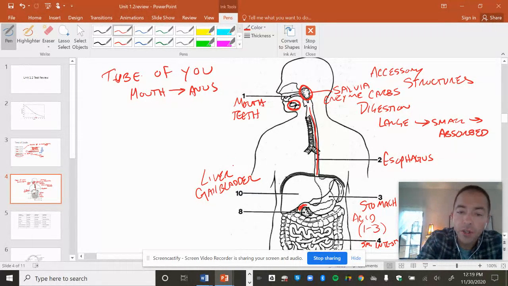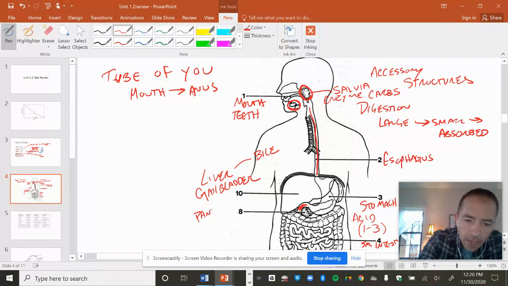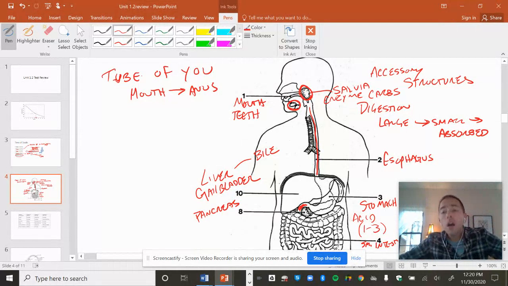And that liver is going to secrete a substance called bile. And bile helps emulsify fats. Basically, it takes little flat globules and makes them tiny so it's easier for enzymes to work on it. And then you get to the pancreas, number 8. And the pancreas is going to release just a ton of digestive enzymes, tons of them.